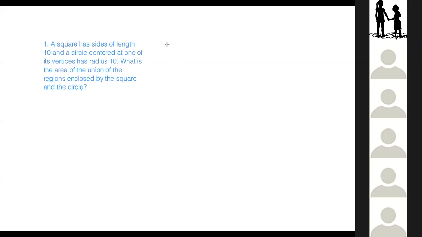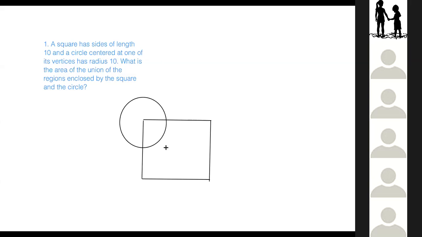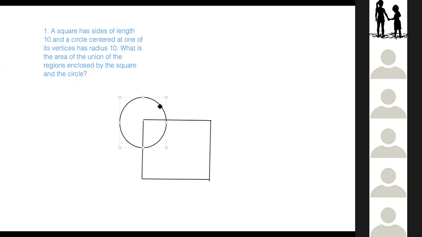Ishan, can you explain? Yeah, so I just drew a diagram of a square and a circle centered at one of the vertices of the square. That means the radius has to be 10, so the area of the circle will be 100 pi. So you have to find 3/4 of the circle. 100 times 3/4 is 75.